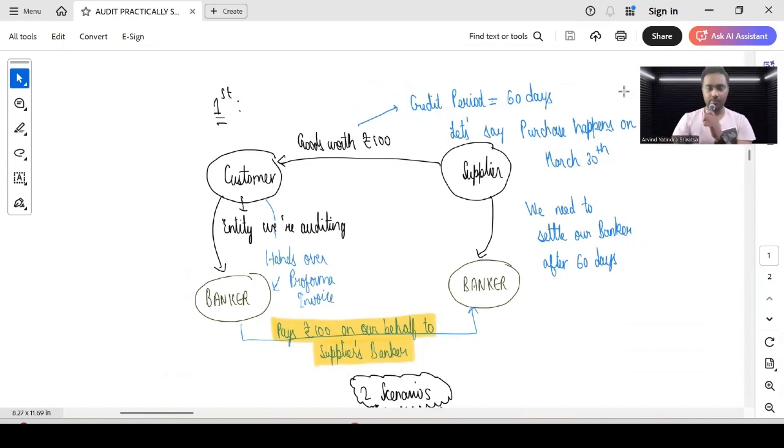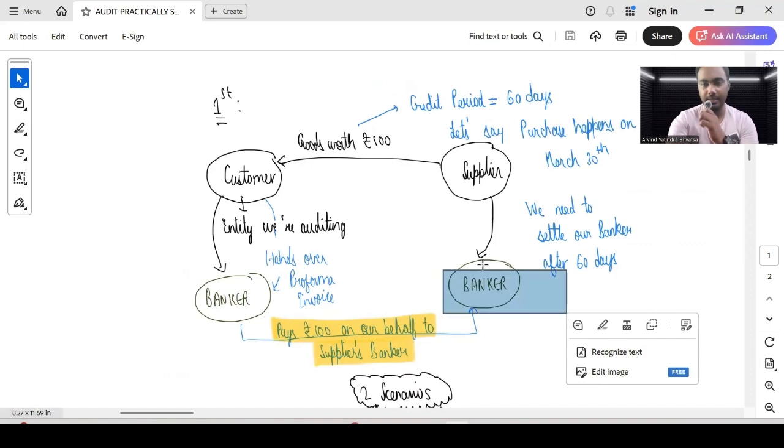Yeah, guys. So let's take an example of this transaction. Let's say you are the customer entity, and you have a supplier abroad from whom you are procuring goods worth rupees 100. Let's say the credit period is 60 days, and the purchase happens on March 30th. So in this scenario, you are getting the pro forma invoice from your supplier and handing it to your banker, and your banker is immediately paying rupees 100 on your behalf to your supplier's banker. After which your supplier's banker will remit that 100 to your supplier.